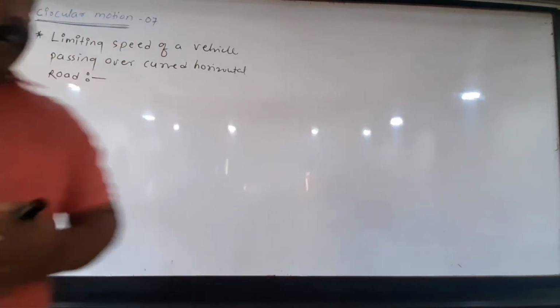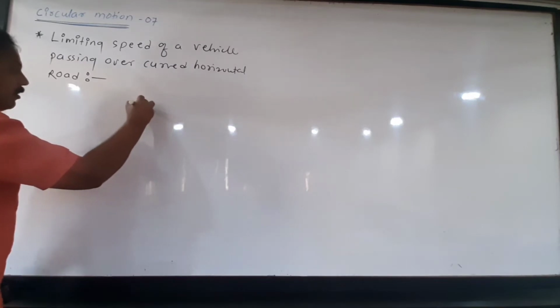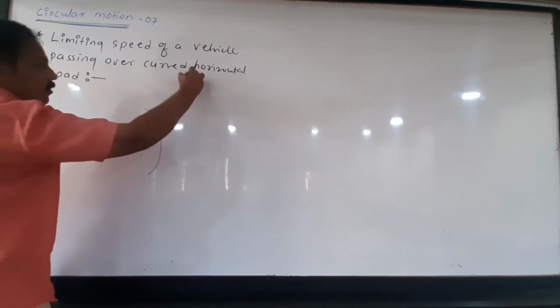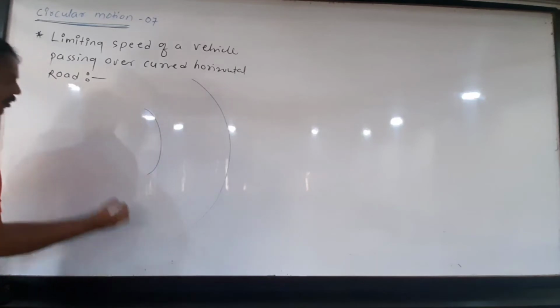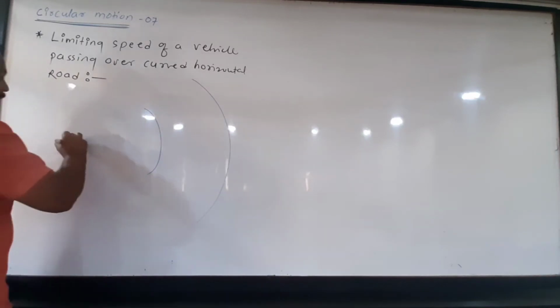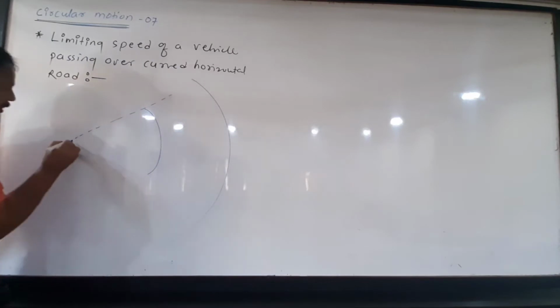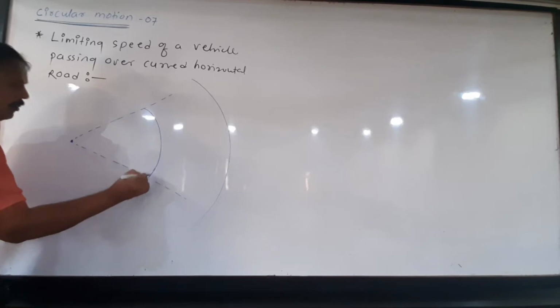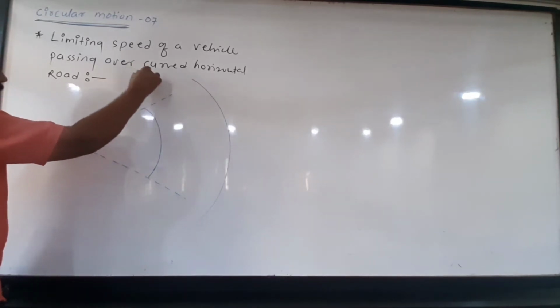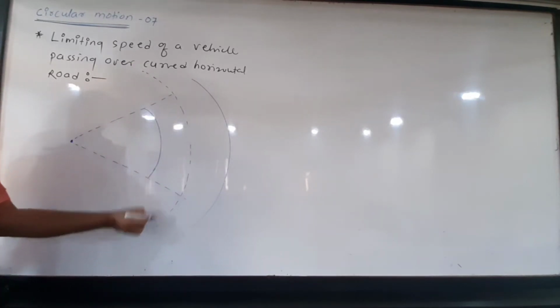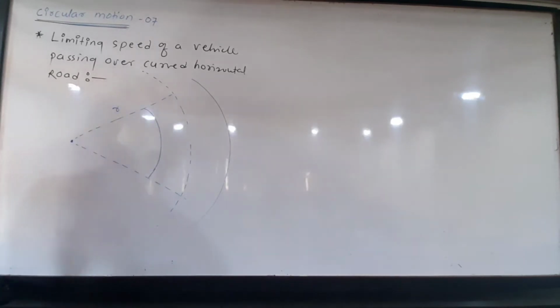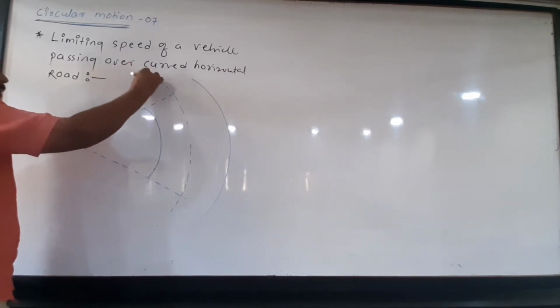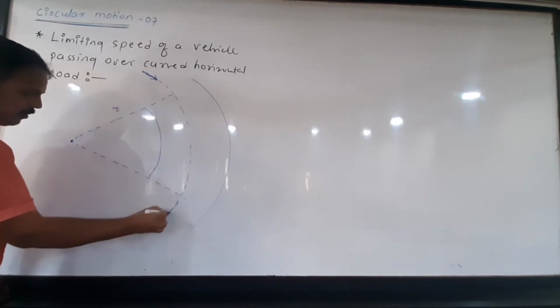Okay, so see here, for example, this is a curved road. See here, this is called a horizontal road. Look at this. Suppose this is a curved horizontal road having mean radius R. Okay, let a vehicle take the turn. This is the direction. The vehicle is coming from this direction and going to this direction.